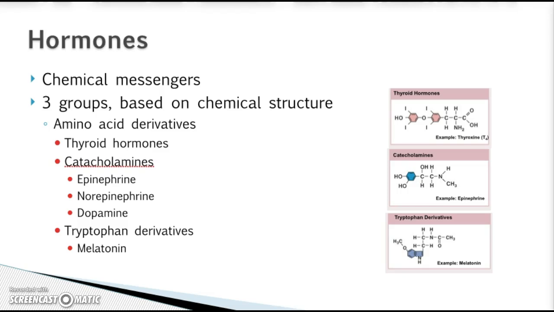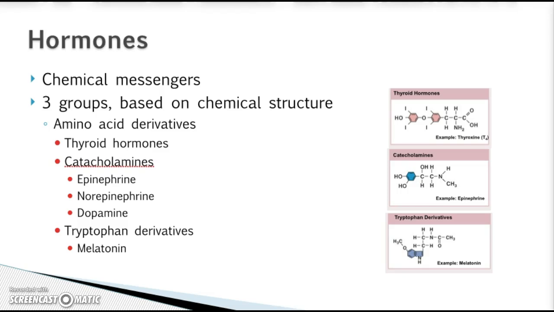Examples of amino acid derivative hormones include the thyroid hormones, catecholamines, and tryptophan derivatives. There are a few hormones that come from the thyroid, and they are all based on a single amino acid. The catecholamines include hormones like epinephrine and norepinephrine, which come from the adrenal gland, and dopamine, which is secreted by several different types of cells in the body.